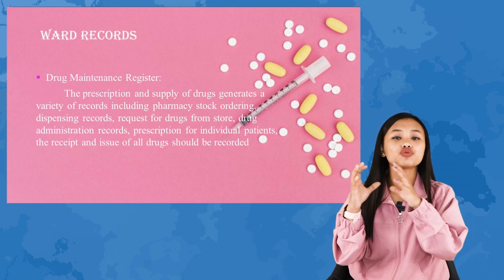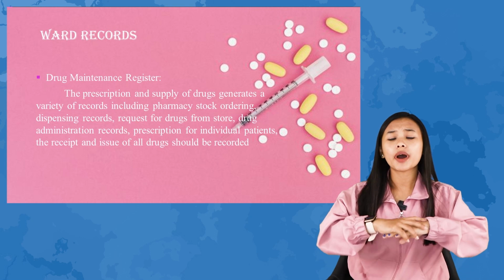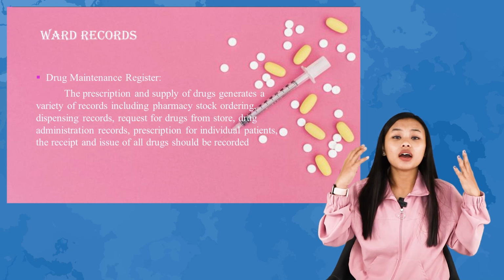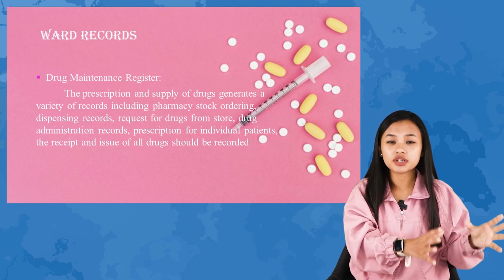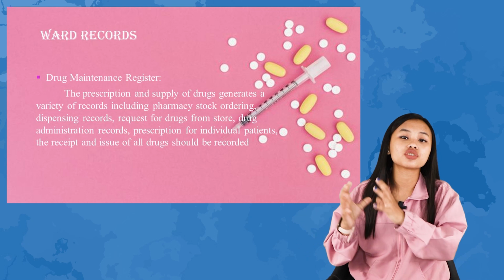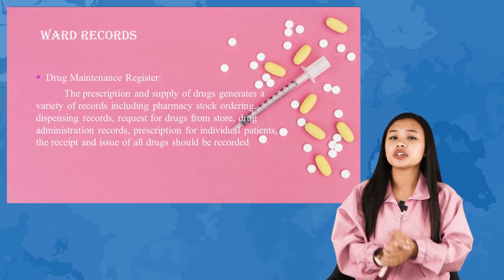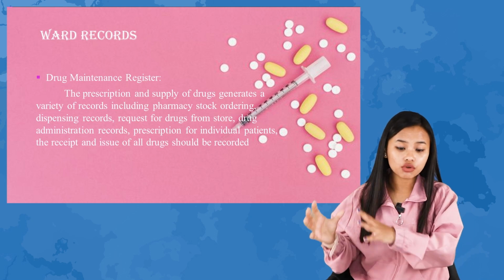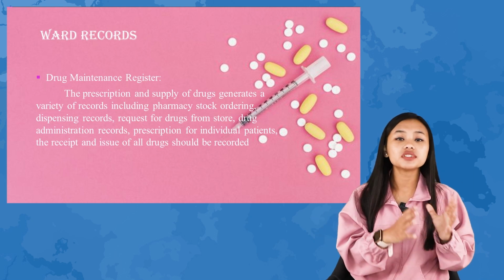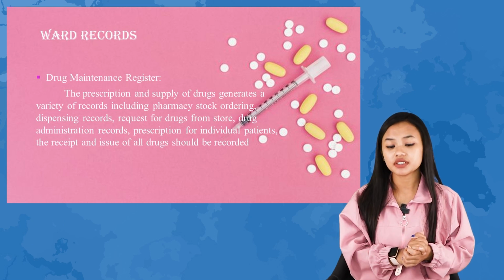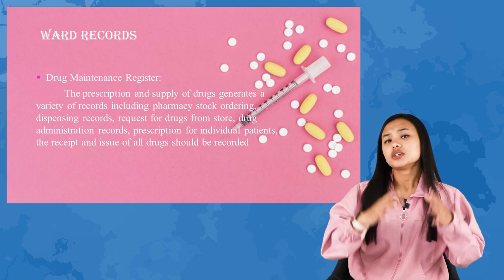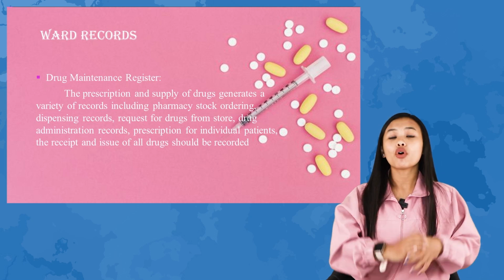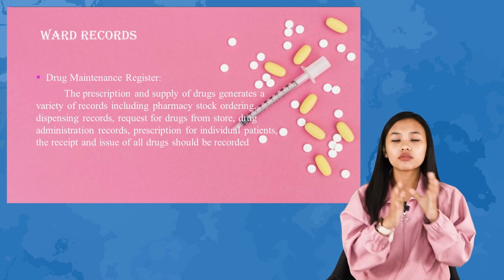So this drug maintenance register is usually a register whereby all the things which is related to the drugs will be recorded, like be it the drugs which has already been present in the ward, or the drugs which is required by each and every individual because it has been prescribed by the physician, or the drugs which has been requested from the store, or even the pharmacy stock ordering and the dispensing records will be maintained. So these are all the records which will be maintained in a ward. That is why all of these is known as the ward records.